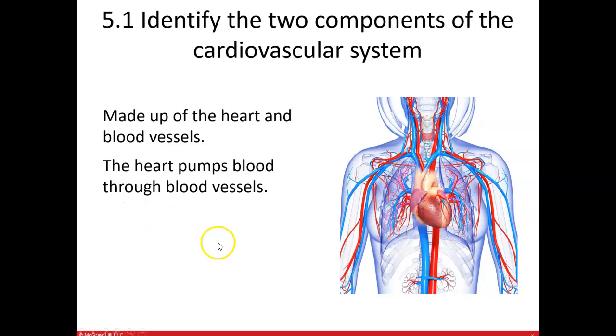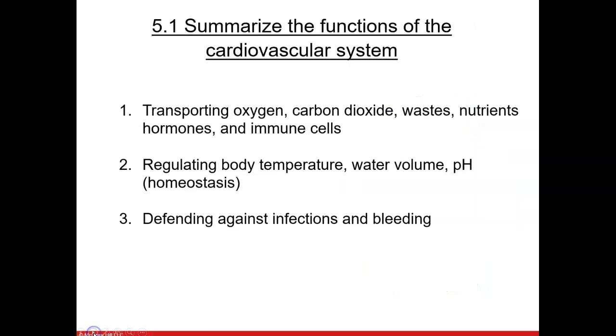And probably most of you could have done that before you took this class. You probably would tell me it's the heart and the blood vessels. And the heart pumps blood through the blood vessels. And we're going to talk a lot about the importance of the different blood vessels and the importance of the blood and all that. But that's just the real basics.